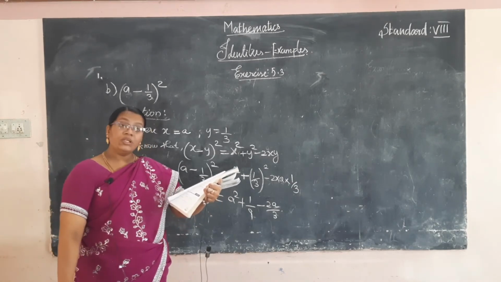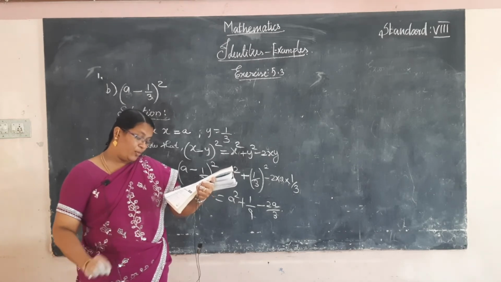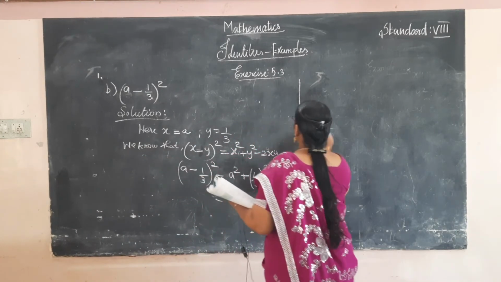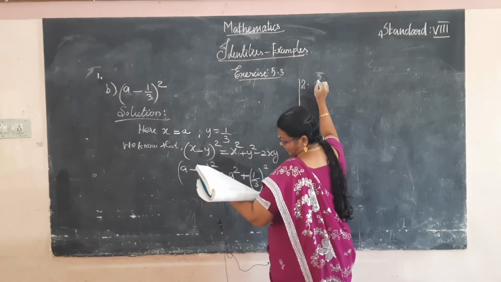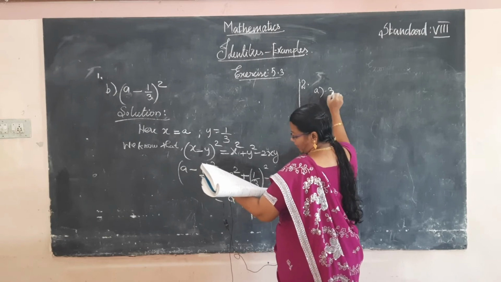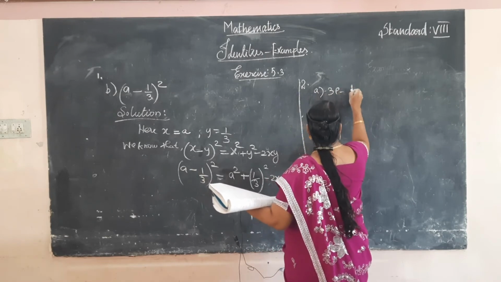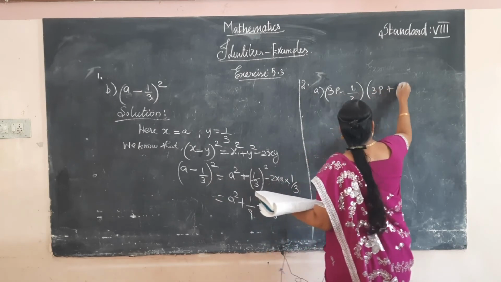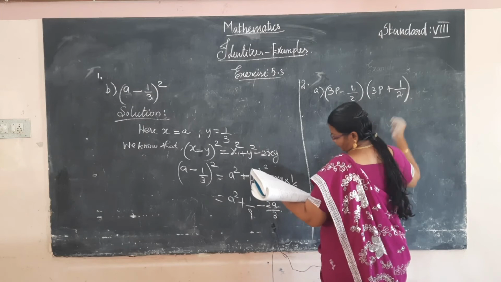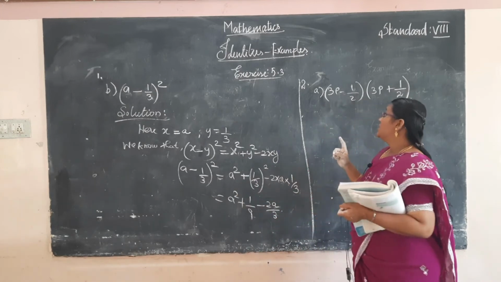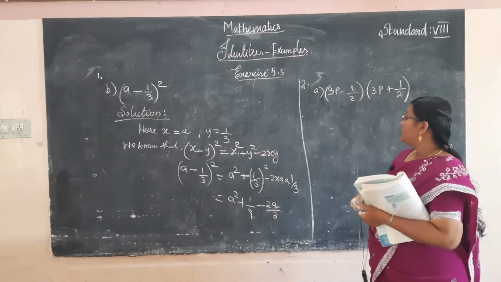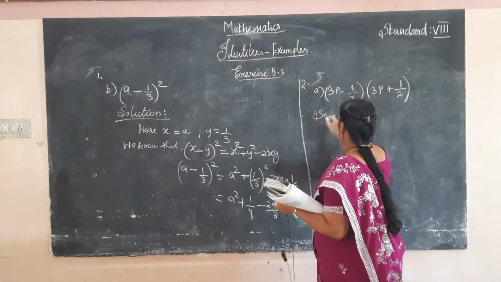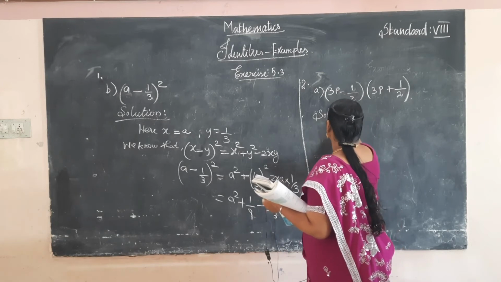Okay. Now move to the second problem. Find the following product using identities. This also is the same type. The first one, A: 3p minus 1 by 2 and 3p plus 1 by 2. It is in the identity 3. It is in the form of identity 3. What is that identity? What is that formula?